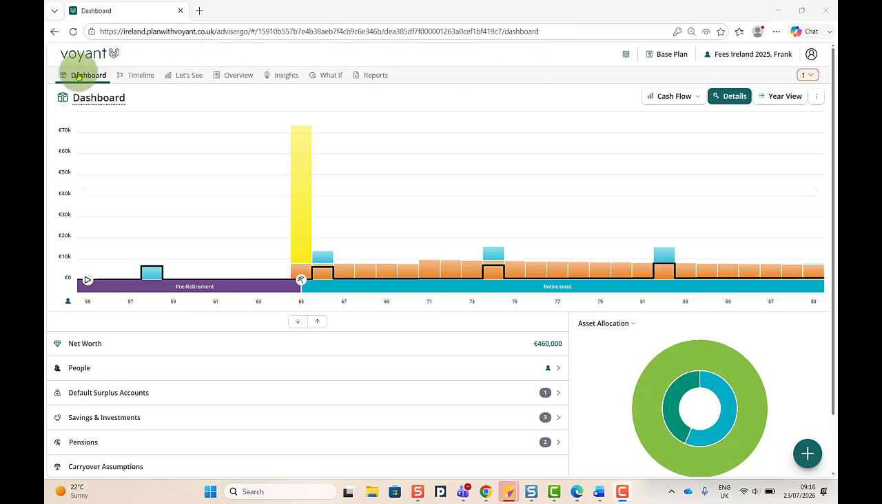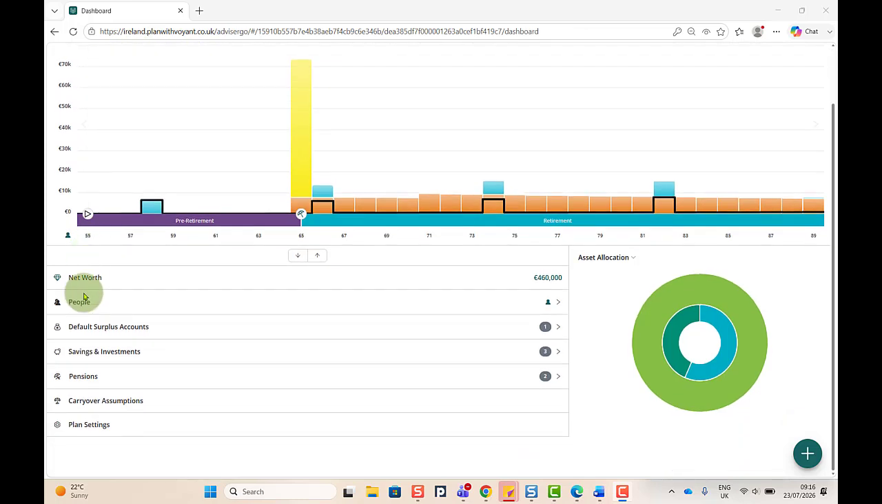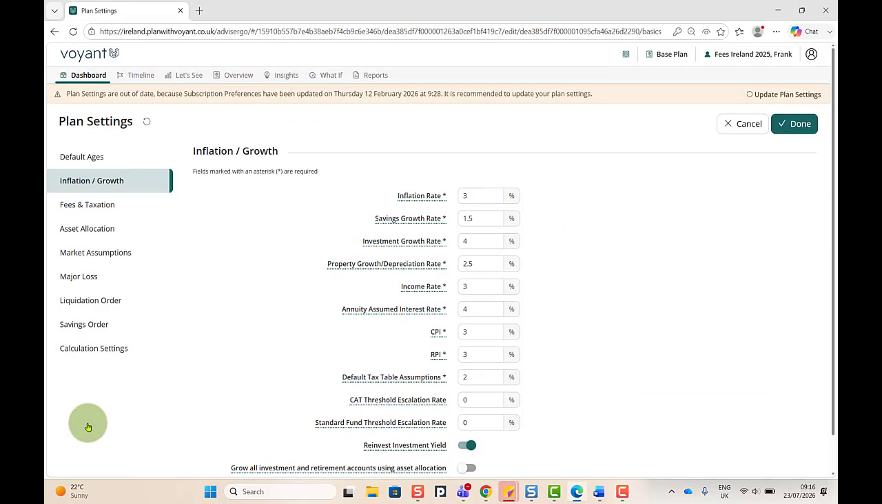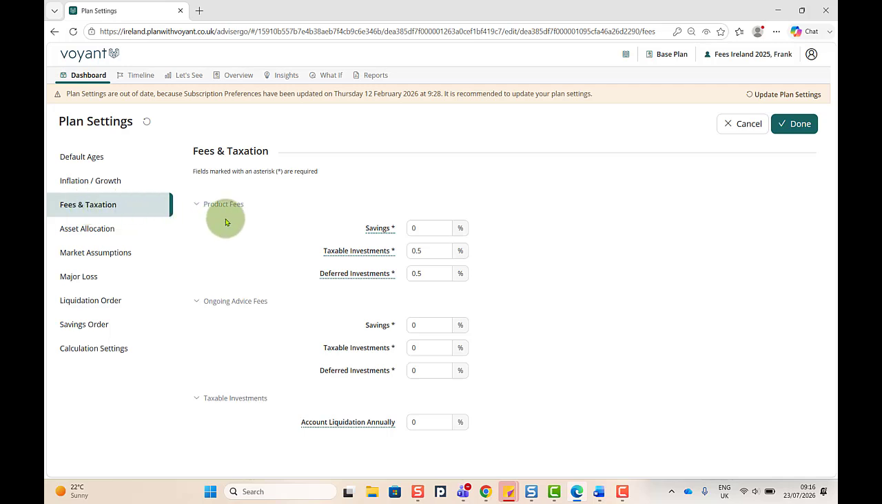So let me take you to Dashboard and then down to Plan Settings and the section called Fees and Taxation. The first group of fees here, the product fees, and for those of you who have been with Voyant for a while, these are the old style fees. The existing fees you'll have modelled will have been moved across. The product fees work as they did before and reduce the growth rates.